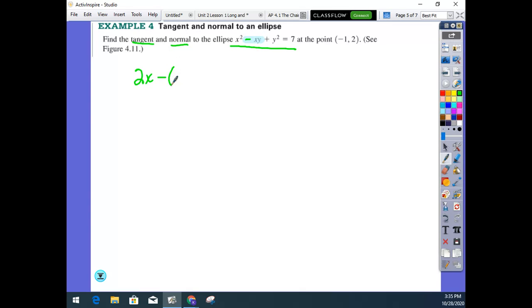xy is a product, so I'm going to put my product rule inside parentheses, just leave the minus on the outside. So I take the first times the derivative of the second. So I'm just going to write dy/dx because the derivative of y is dy/dx, plus the second times the derivative of the first, which is just 1, plus the derivative of y squared is 2y times dy/dx, equals the derivative of a constant is 0.